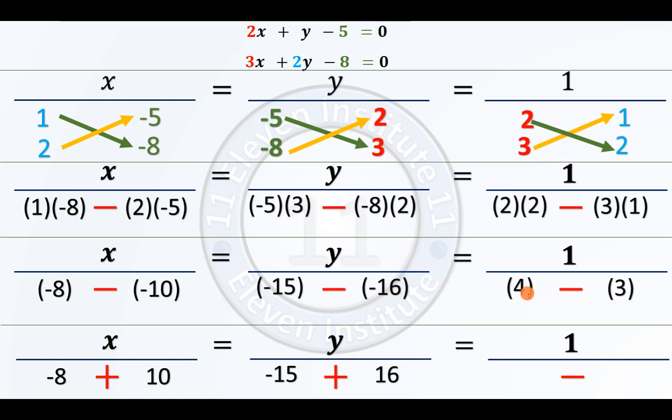Understood? And here 4 is 4 and 3 is 3 because both of them are positive terms. So I hope this is clear to you.